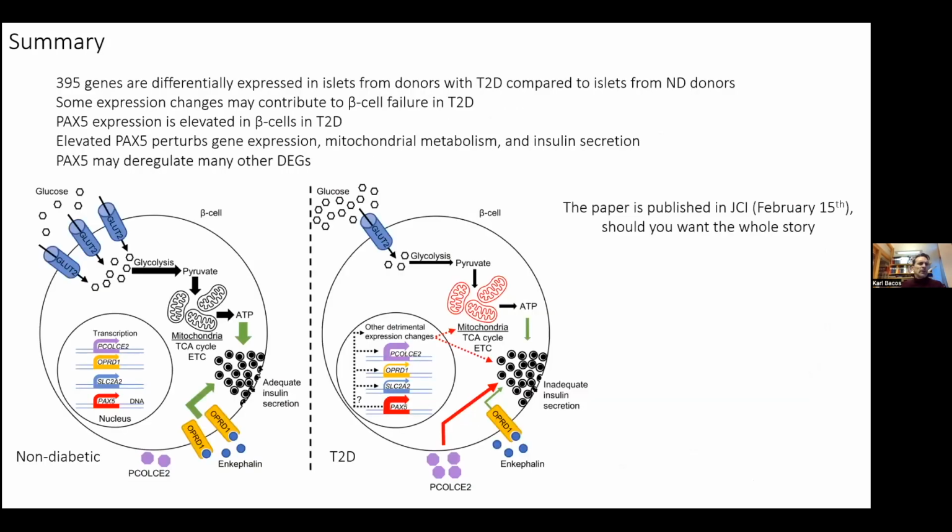So to summarize, we have identified almost 400 differentially expressed genes in islets from type 2 diabetics compared to islets from non-diabetic controls. Some of these expression changes may contribute to beta cell failure in type 2 diabetes. Our main candidate is PAX5, which is elevated in beta cells in type 2 diabetes. And this perturbs gene expression, mitochondrial metabolism, and insulin secretion. And PAX5 may deregulate many of the other differentially expressed genes.